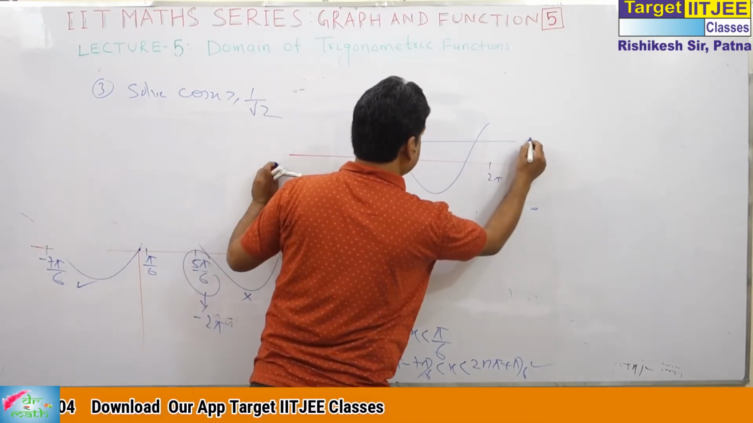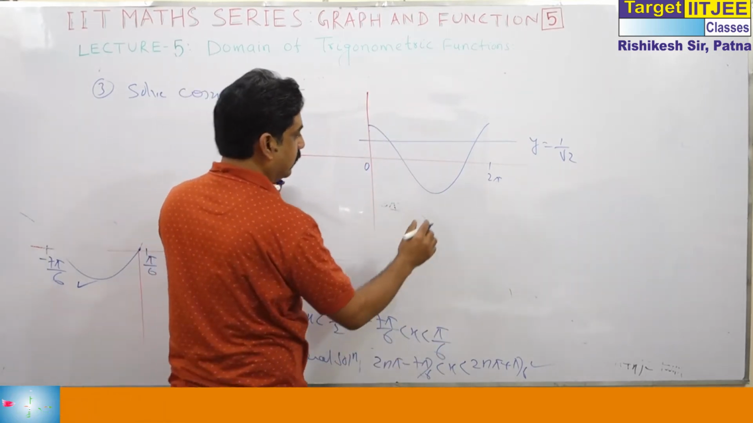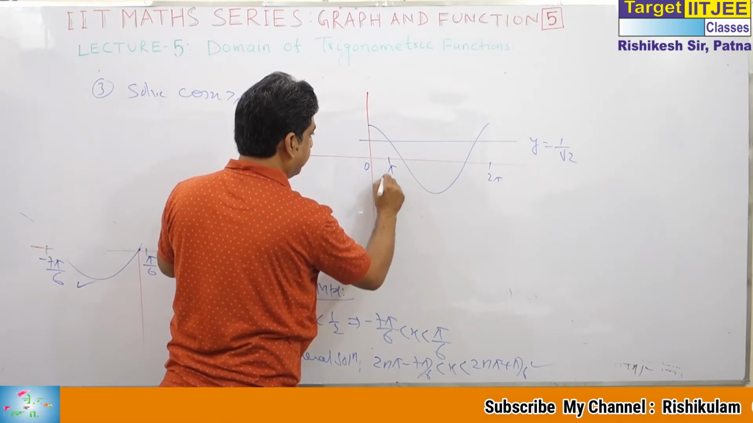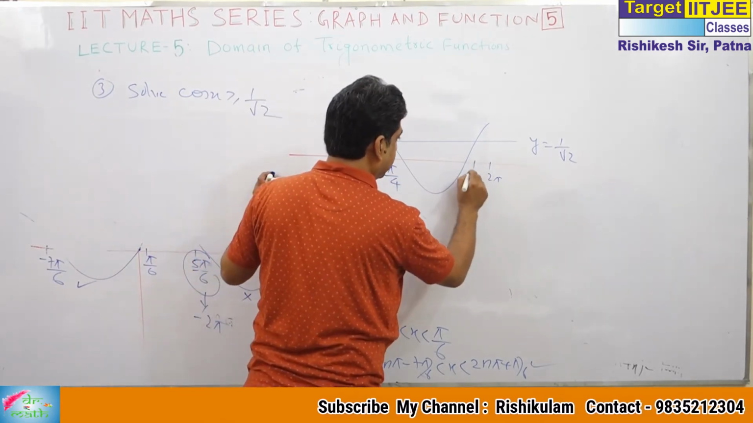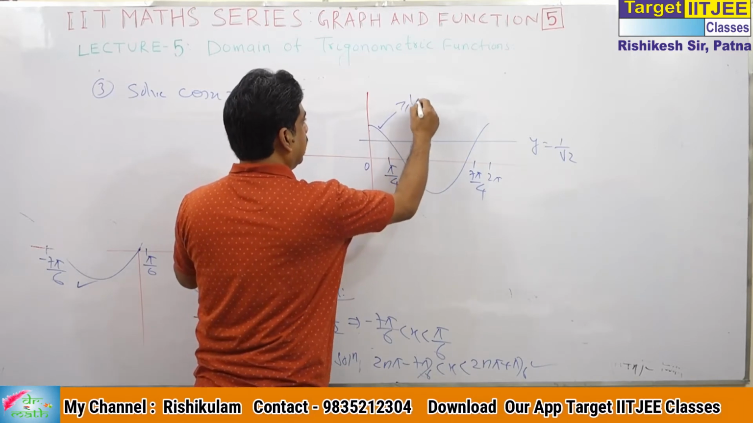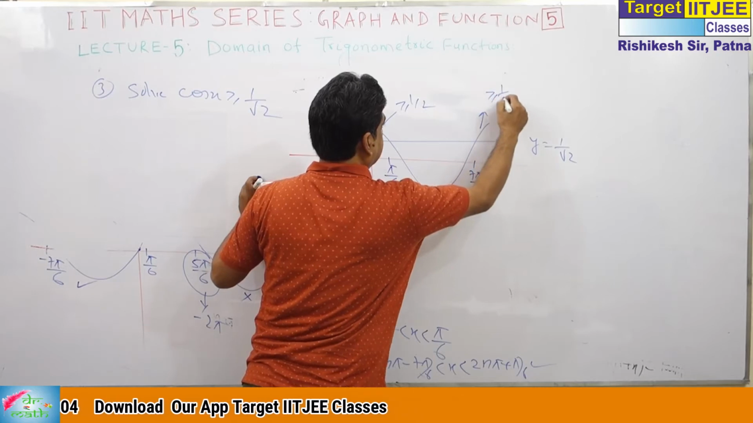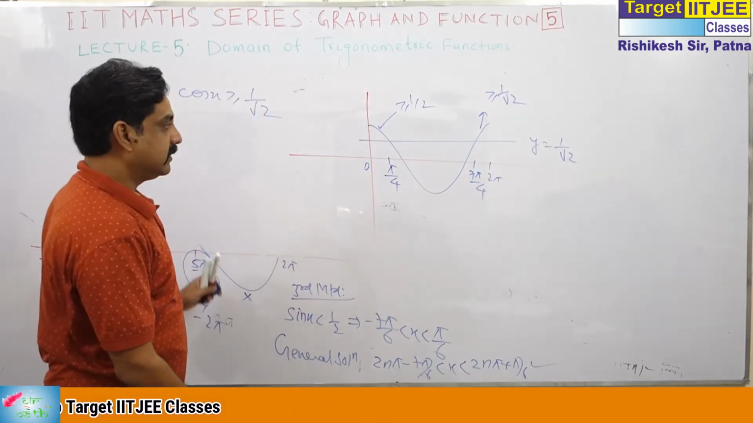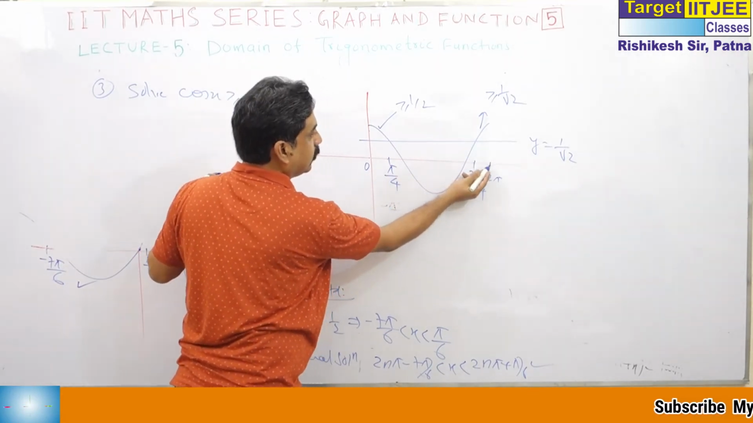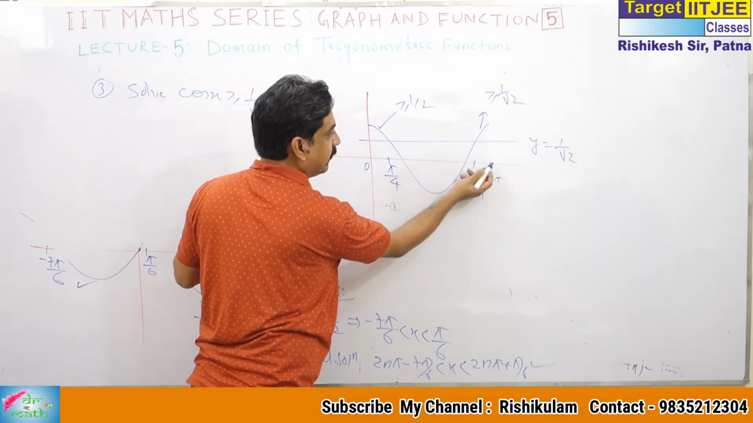Where does the value y is equal to 1 by root 2 lie? You know cos x is 1 by root 2 at pi by 4 and at 7 pi by 4. This portion is greater than or equal to 1 by root 2 and this portion is greater than or equal to 1 by root 2. So, what is our answer? It lies from 0 to pi by 4 and 7 pi by 4 to 2 pi.